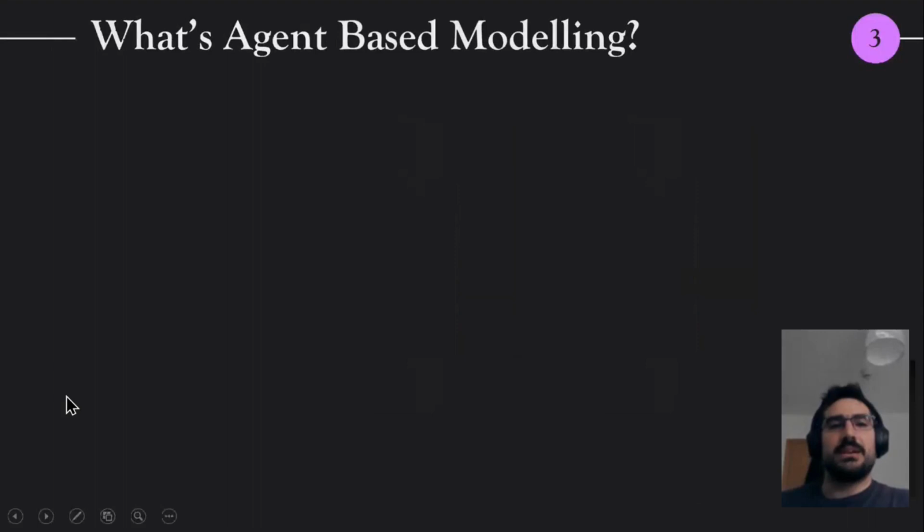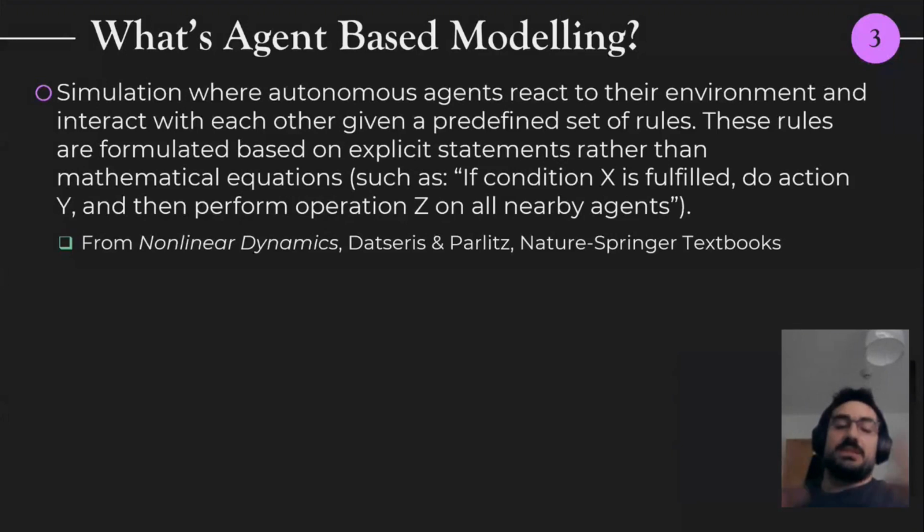So what's agent-based modeling? Agent-based modeling is a way to simulate real-world systems. It works by having autonomous agents that react to their environment and interact with other agents given a predefined set of rules. These rules are formulated based on explicit statements. These are not mathematical rules like differential equations that tell you the rate of change of X is that. Rather, they are really statements. For example, if condition X is fulfilled, the agent has to do action Y and then perform operation Z.